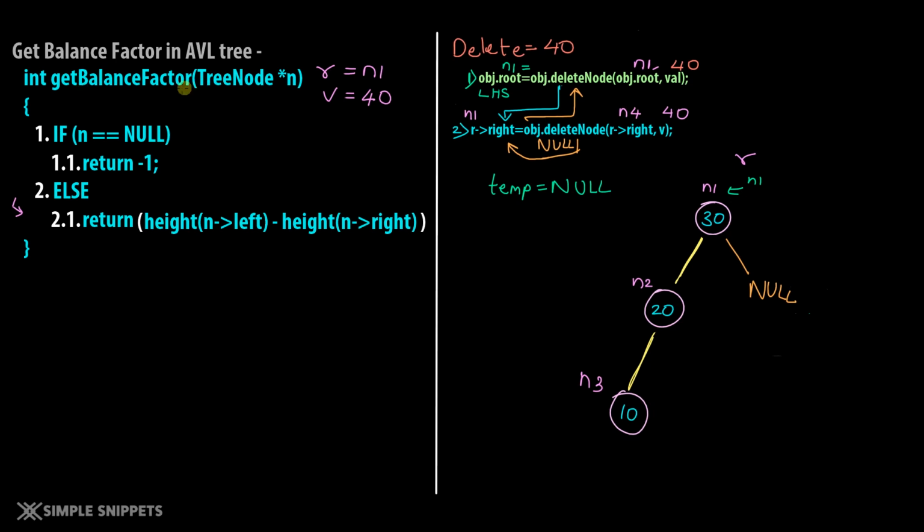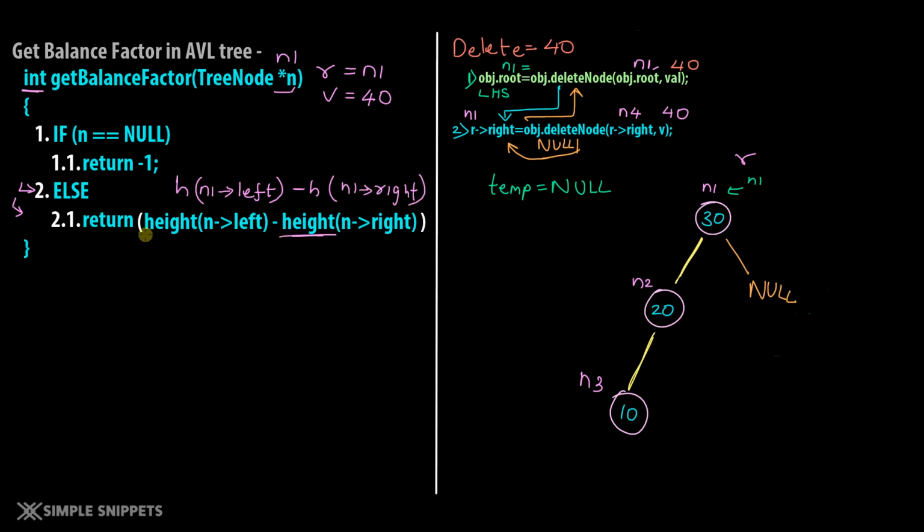So this is how the get balance factor function looks like. It has a return type of int, which means it will return the integer value, that is nothing but the balance factor. It will take a pointer of tree node. Over here we are passing N1, correct? We will check if N1 is equal to null, then return -1. In this scenario it is not null, so we will go in the else part. We will say return height of n of left. N over here is nothing but N1. So height of N1's left, I'll write h over here, minus h of N1's right.